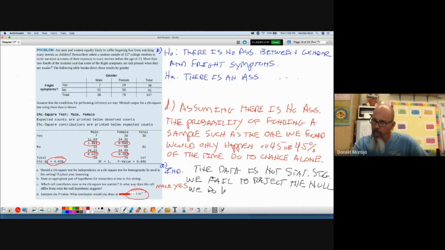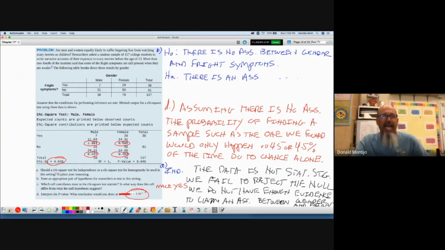We do not have enough evidence to claim an association between, I'm running out of room here, I'm gonna have to squeeze this in, between gender and fright. All right, so that's chi-squared.